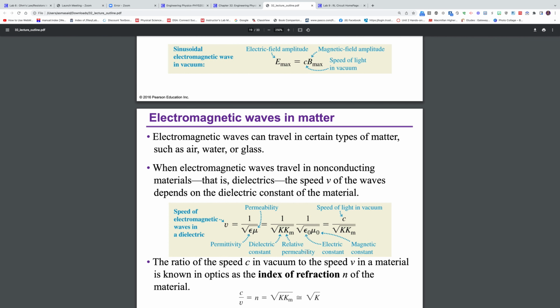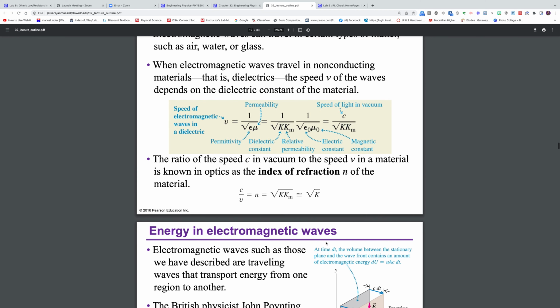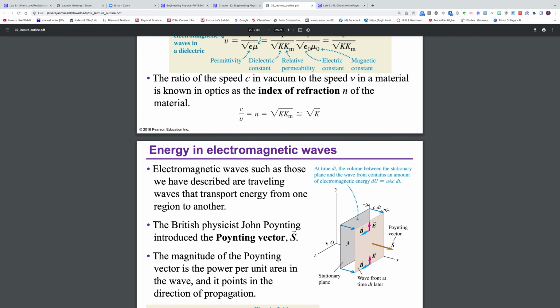And K is the dielectric constant in electricity, and Km is the relative permeability from the magnetism. The ratio of the speed c in vacuum to the speed v in a material is known as the index of refraction, and that index of refraction shows us how much the wave is deflected when it enters the medium. c over v equals n, which is the index of refraction, which is the square root of K times Km.